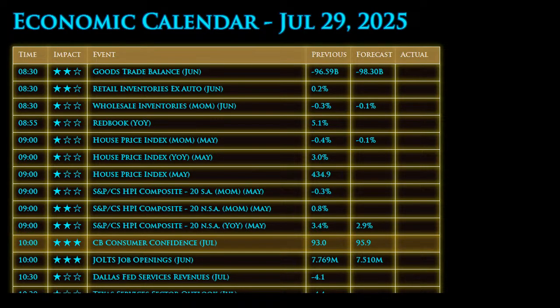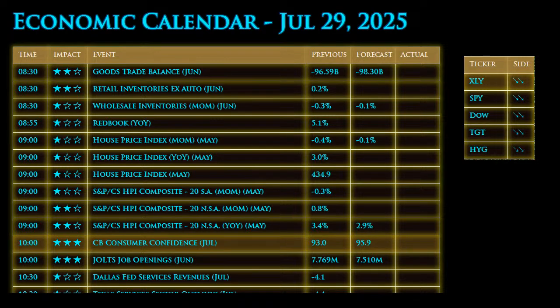Should the data come in shy of estimates? The Consumer Discretionary ETF XLY may see selling pressure as lower consumer confidence suggests reduced spending potential.